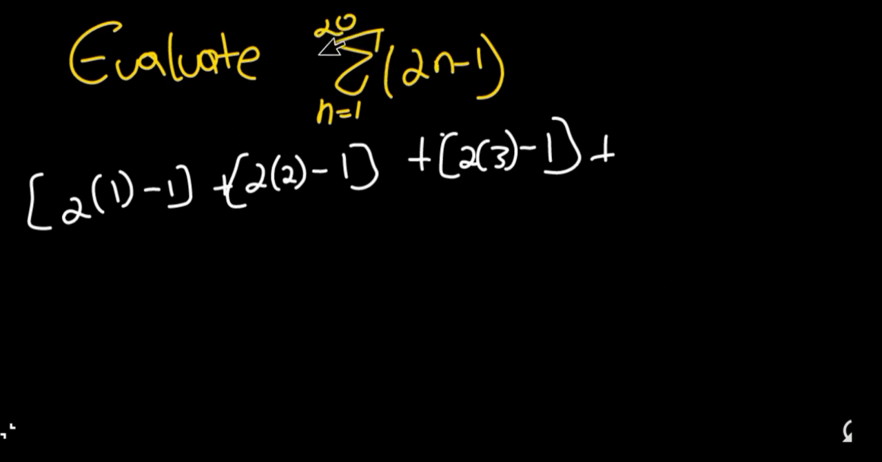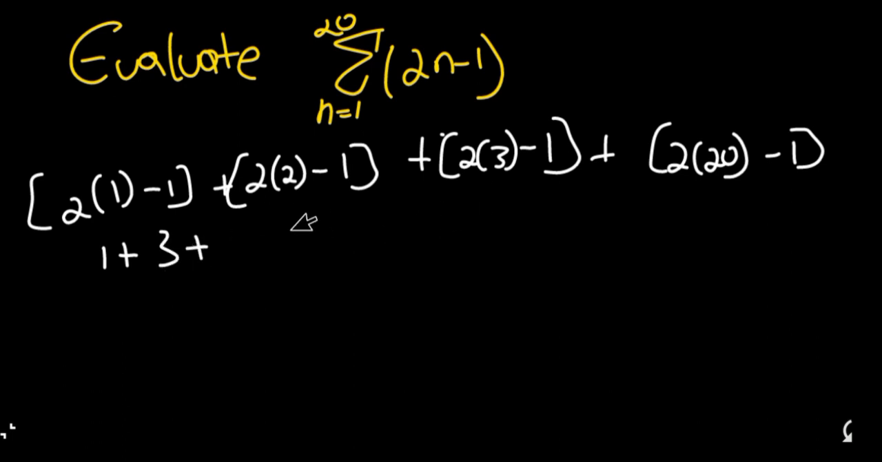So our last term is going to be 2 into 20, with position 20, minus 1. So 2 into 1 minus 1, we're going to get 1, plus 2 into 2 minus 1, we're going to get 3, plus 2 into 3 is 6, 6 minus 1, we're going to get 5, plus all the way up to 2 into 20 is 40, 40 minus 1, we're going to get 39.